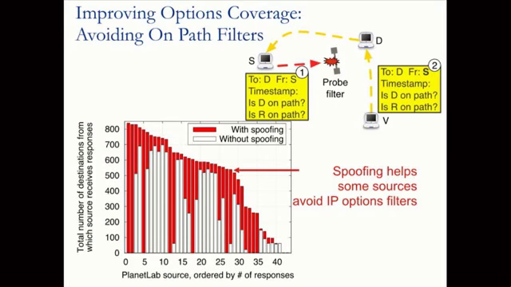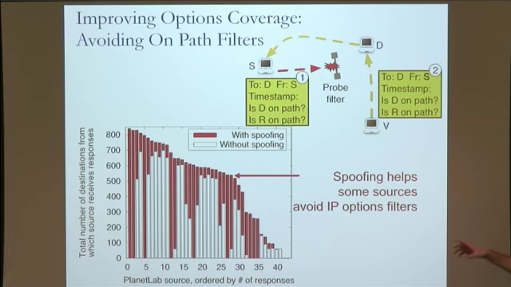This is again old data, but showing the fact that you can use vantage points to get around filtering in a lot of cases. So the scenario here is you're trying to measure from D back to S again. When S sends the options probes, they're filtered. How often can we find another vantage point that can get around that filter and still measure the reverse path? This is showing over 1,000 destinations that responded to options from somewhere. How many responded if you send a direct probe, and how many responded if you bounce the probe like this?